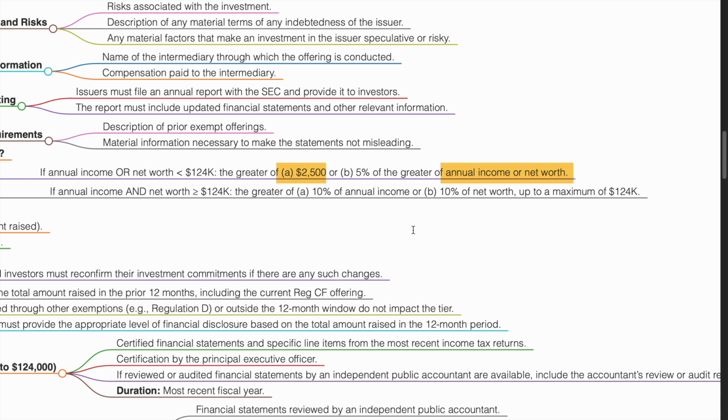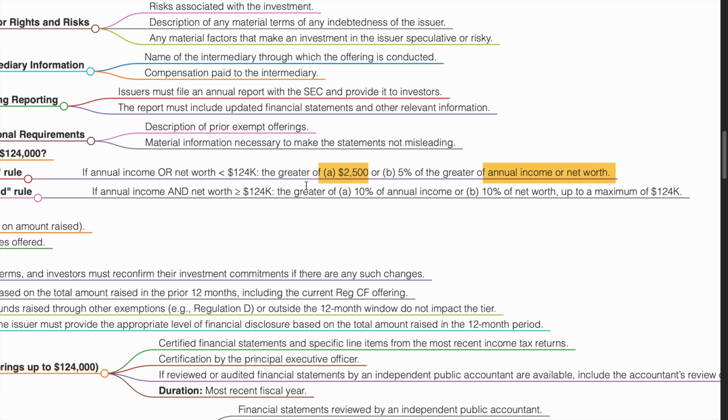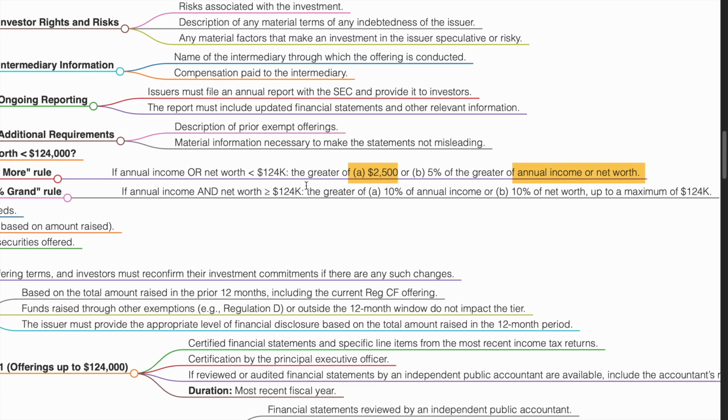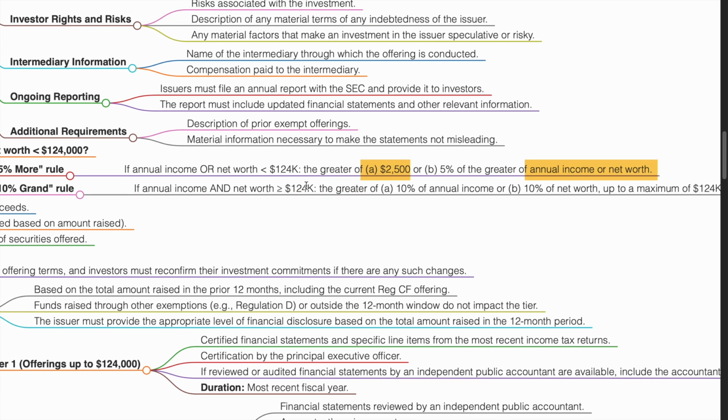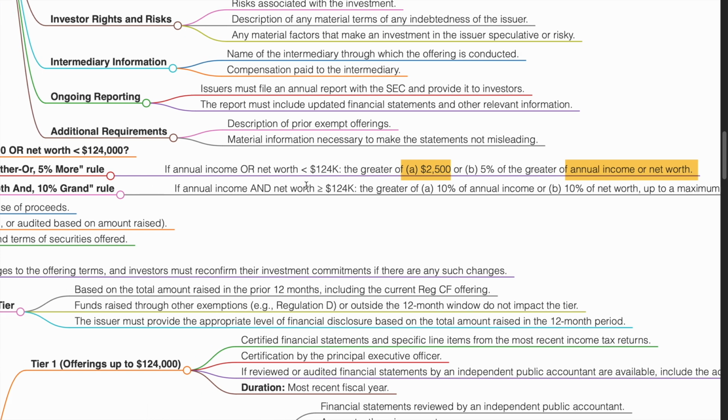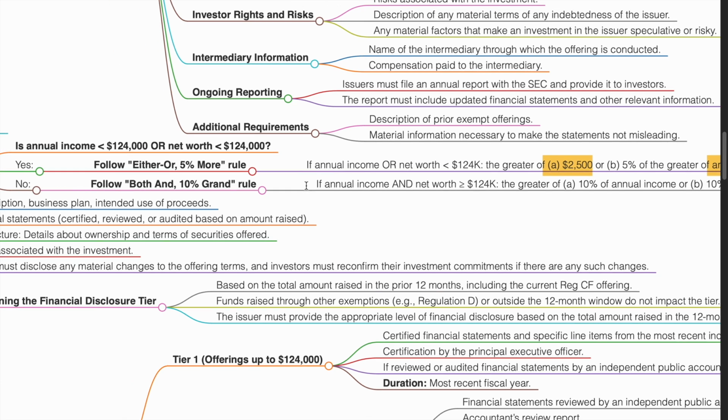So to be super clear, maybe think of it in the reverse. Look at the annual income or the net worth figures. Which one between the two of those is the largest? Take 5% of that number. Then compare it against $2,500. You're going to take the greater of those two values. That represents the maximum amount that an investor with either an annual income or net worth of less than $124,000 can put into the platform.